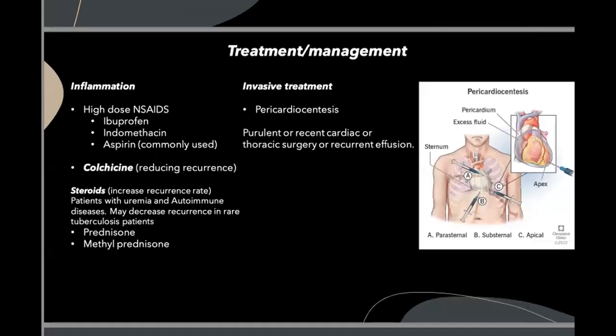We can also use steroids, but it is not actually very optimal, except if you have patients with autoimmune diseases or patients with tuberculosis, because steroids tend to increase the recurrence rate of pericarditis. So for patients with uremia and autoimmune diseases such as rheumatoid arthritis, it is good to first get their flare-up under control, and the moment that is under control, then you can start treating them for the inflammation. So steroids will be good in this case.